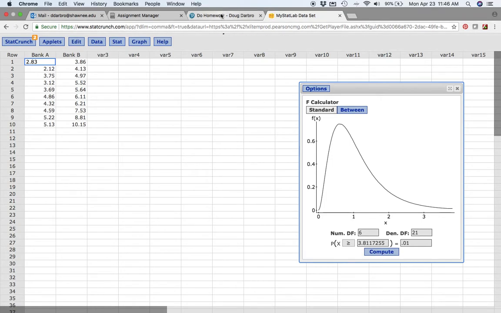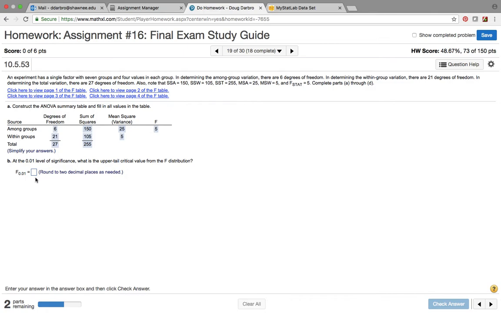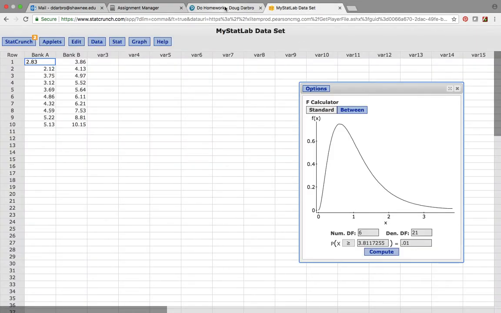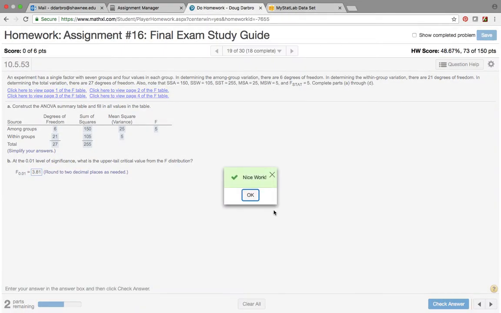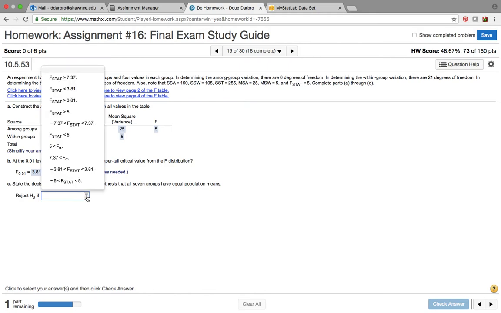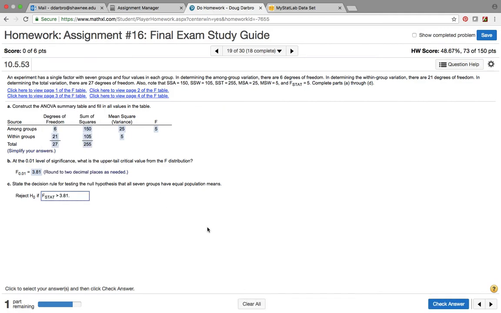3.812. So 2 places, so 3.81. Just double check that. I don't want to get my hand slapped. Since the decision rule for testing the null hypothesis that all 7 groups have equal population means, we're going to reject if the F stat is greater than 3.81.